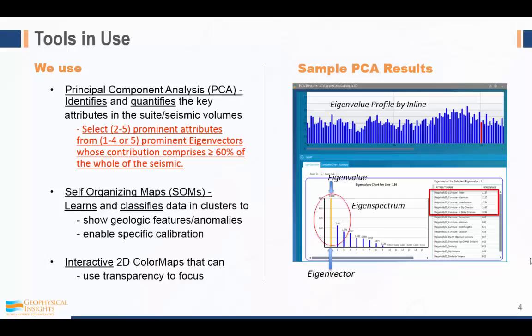But I went to 5 by 5 and found out that I didn't get a very big change in what I saw. So I was very satisfied with my result. But this shows the geologic features and anomalies, and it does enable us to do very specific calibrations.